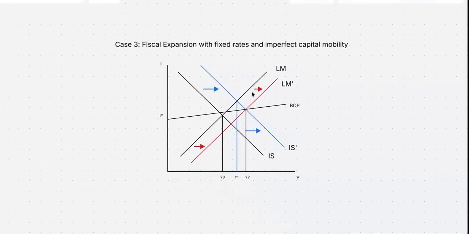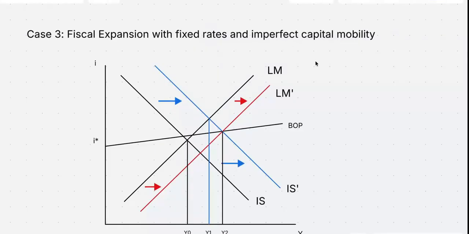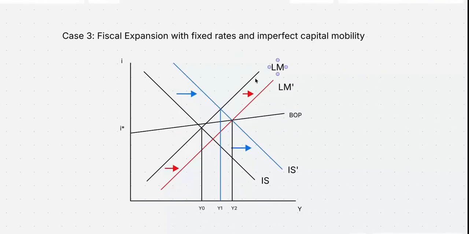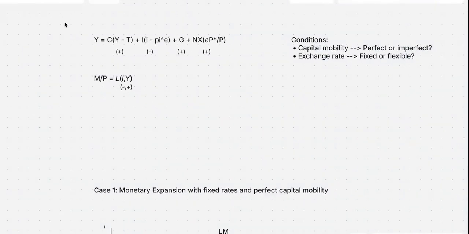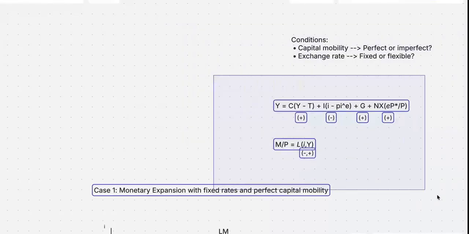So moving on to our last case, we can see a fiscal expansion with fixed rate and an imperfect capital mobility. Now, this is a bit of a more interesting case because here we have that the balance of payments curve, due to the imperfect capital mobility, is actually sloping upwards. Also, as opposed to the previous cases, we're going to look at a fiscal expansion with fixed rates and imperfect capital mobility. So let's move our equations over here just to keep track of what we're doing.